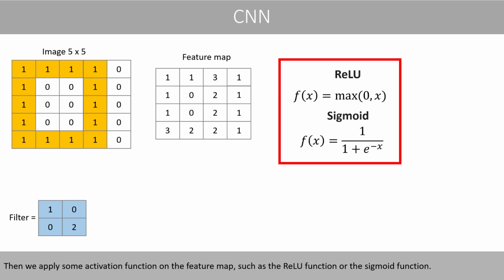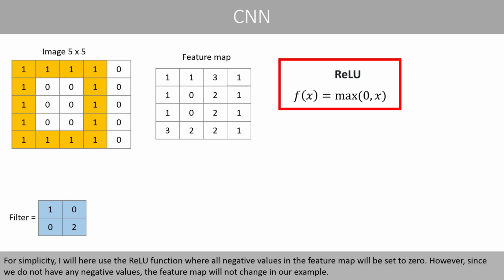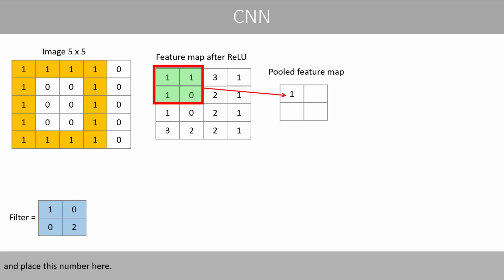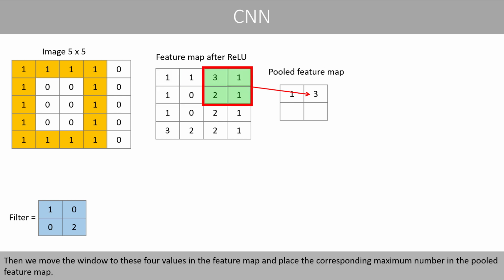Then we apply some activation function on the feature map, such as the ReLU function or the sigmoid function. For simplicity, I will here use the ReLU function, where all the negative values in the feature map will be set to 0. However, since we do not have any negative values, the feature map will not change in our example. Next, we perform max or mean pooling. In this example, we use max pooling, which means that we take the maximum value of these four numbers and place this number here. Then we move the window to these four values in the feature map and place the corresponding maximum number in the pooled feature map.